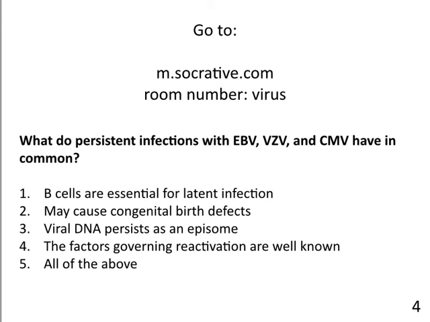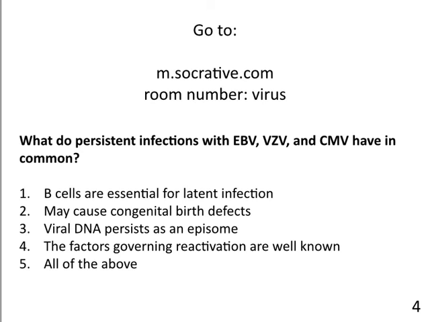Epstein-Barr virus, varicella zoster, and cytomegalovirus. Good, number 3 is the right answer. B cells are essential for latent infection; that applies only to Epstein-Barr virus. Birth defects has to do with CMV. The others may be present, particularly herpes viruses can infect the newborn, but it doesn't cause birth defects.